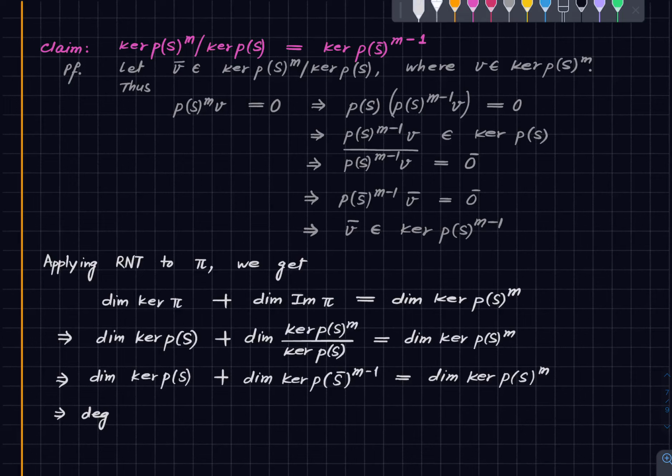So just one more line, degree Px divides dimension, which is nothing but dimension kernel Pt to the power m, and we are done. So it may seem like a complicated thing, but it is not. Just stay on this proof if it is unclear.